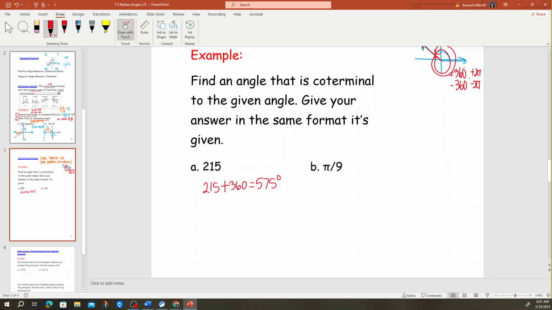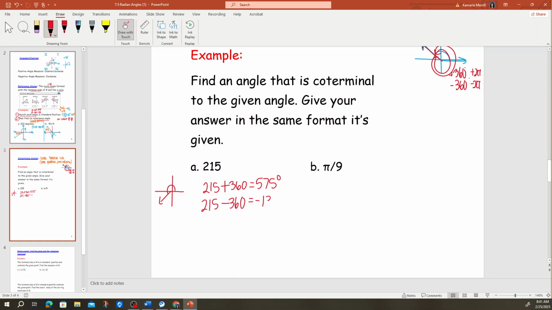What could I do now to get another coterminal? Subtract 360. I could have done 215 subtract 360. What angle is that going to be? So think about where 215 falls. 215 falls about right here, right? So 215 minus 360. Somebody give me that.